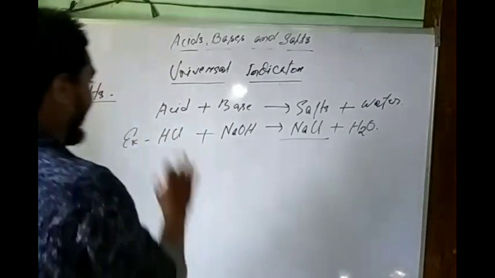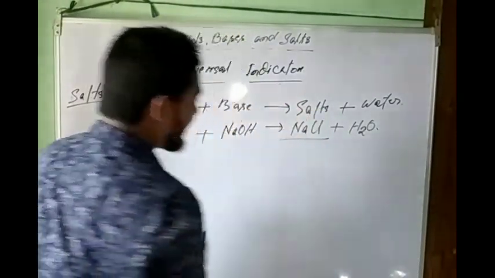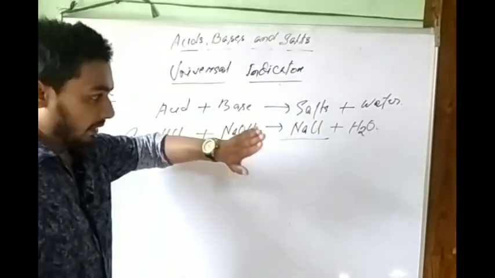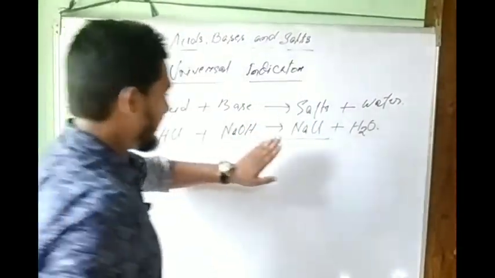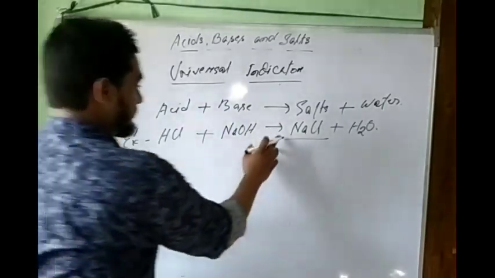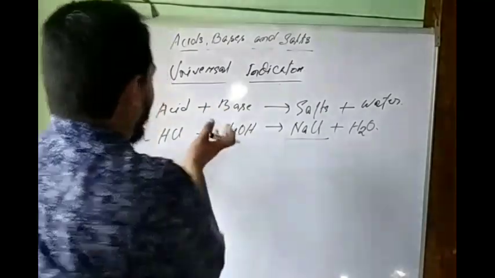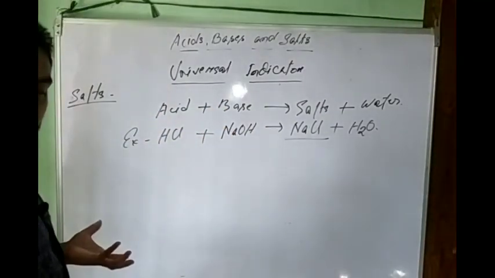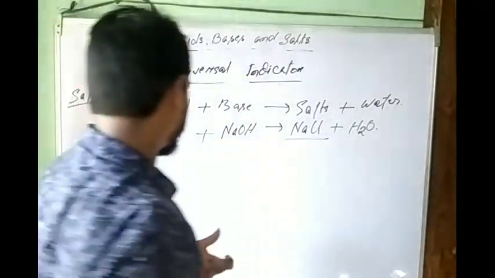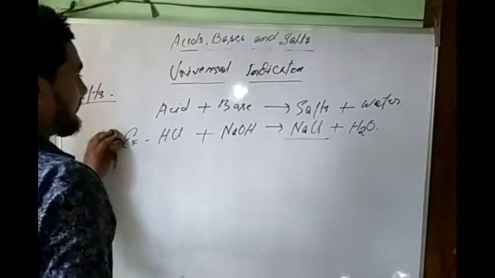Now, when acid and base react together and form salt, what will be the nature of this salt? Will it be acidic or basic? What will be its nature? These things actually depend on the strength of the reactant acids and bases, on the reactants' nature. Now let's see the nature of salts.